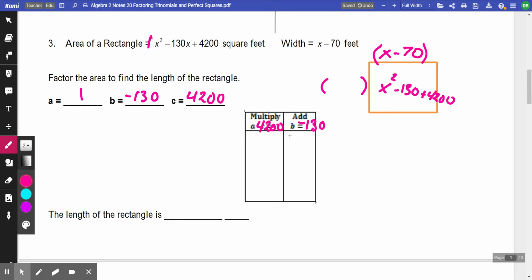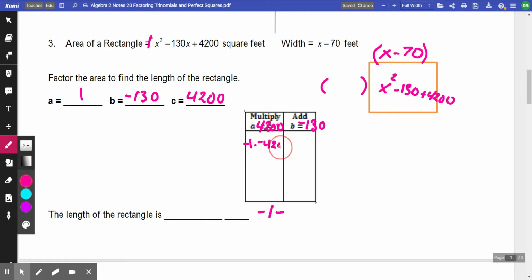And again, that's tipping me off. If I need to multiply to a positive value, I know the signs have to be the same. If I'm going to combine to a negative value, that means that both signs are going to be negative. So we could start at the very early beginning. We could start talking about negative 1 times negative 4200.